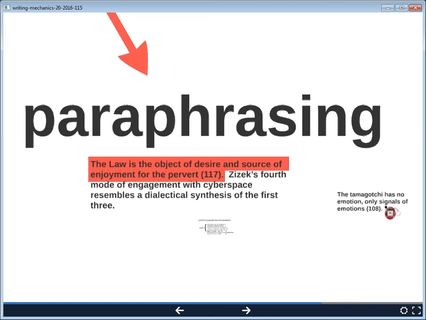So in this example, I've simply paraphrased from Zizek on page 117, again using MLA. There's the reference, the in-text citation. All I've done is put the page number in because it was clear that we're talking about Zizek. Zizek's 4th mode of engagement with cyberspace resembles the dialectical synthesis of the first 3, and then my essay continues after the paraphrasing.